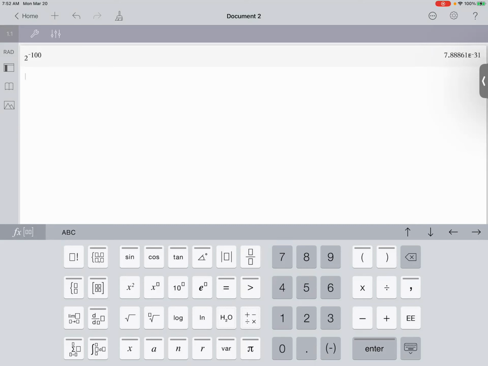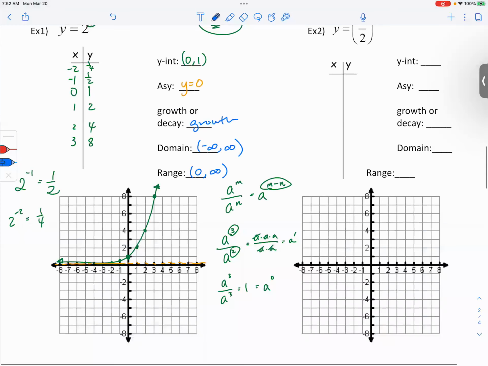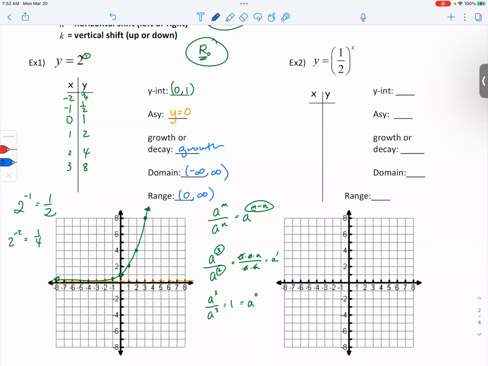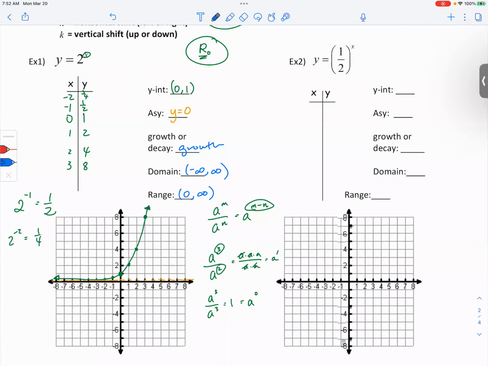So again, it will not become negative, okay, based on this very fundamental function without any kind of transformations, okay?